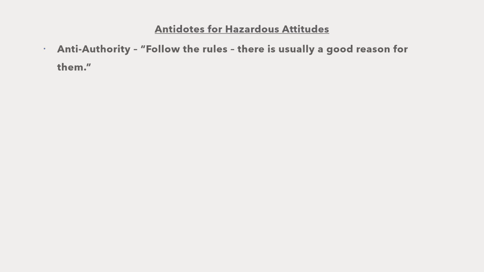So the antidotes to each of these hazardous attitudes are, for the anti-authority one, it's good to say, we better follow the rules. There's usually a good reason for these rules. Even if we don't know what that reason is, there generally is a good reason, so we should follow the rules. The antidote for impulsivity is to say, wait a minute, I don't need to do anything so fast. I've got time to think about this.